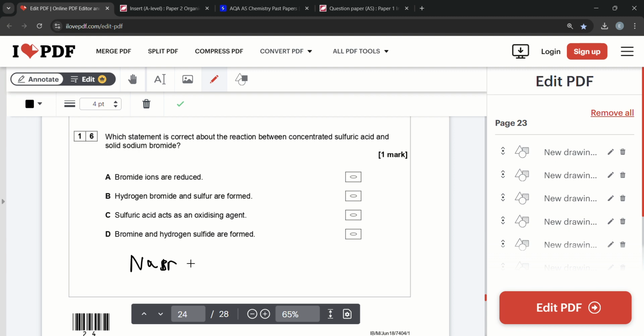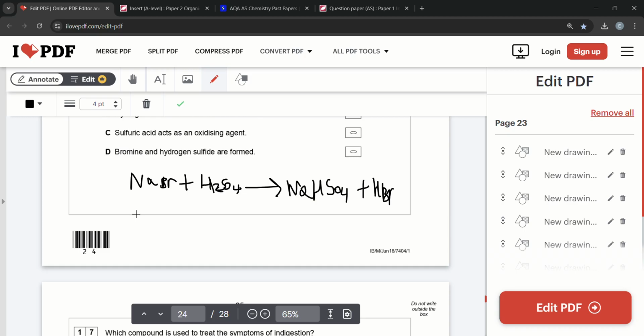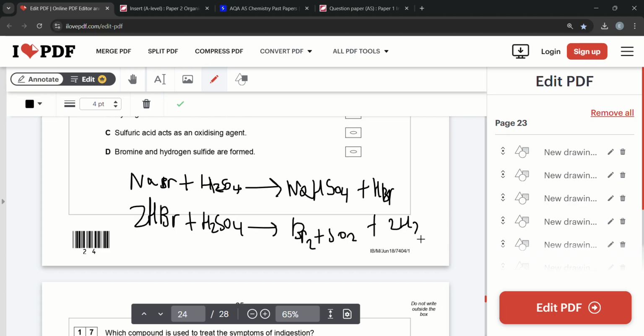NaBr plus H2SO4 gives NaHSO4 plus HBr. Obviously it's not that simple. Then you've got 2HBr plus H2SO4 arrow Br2 plus SO2 plus 2H2O.